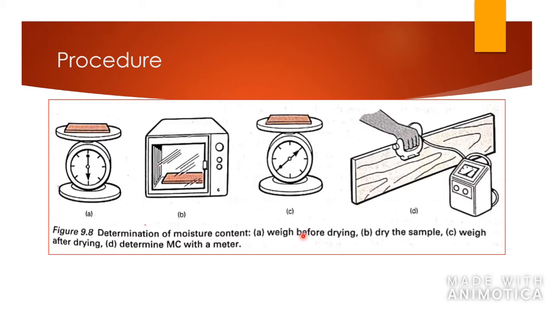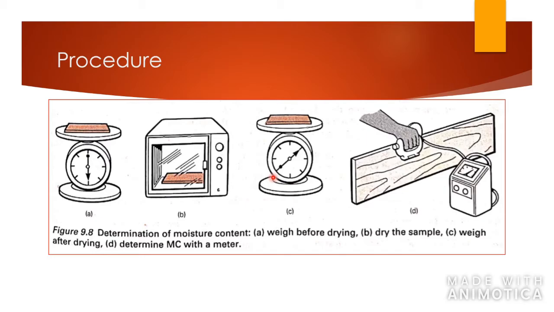You want to wait before drying. You want to put the wood in a kiln or oven, and you want to wait after drying, and then you want to determine the moisture content with a meter. This meter actually shows you the moisture content.